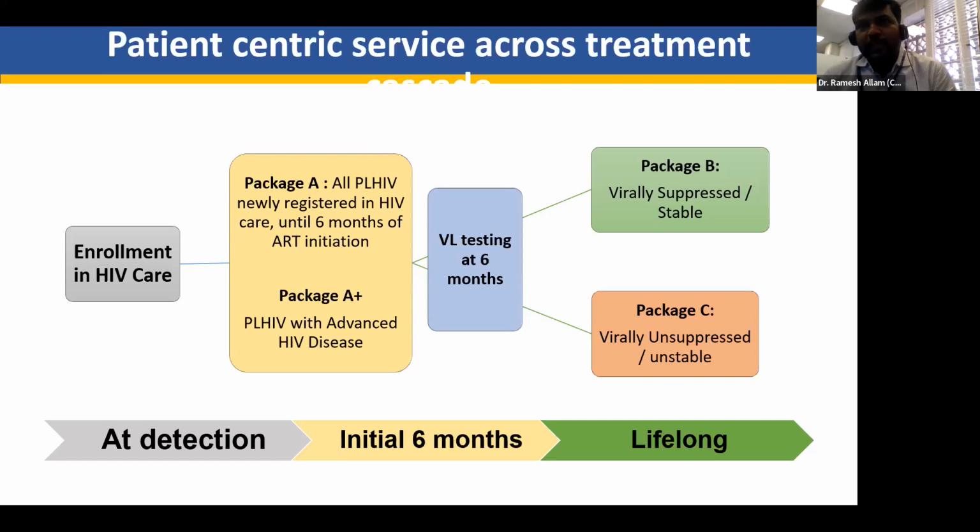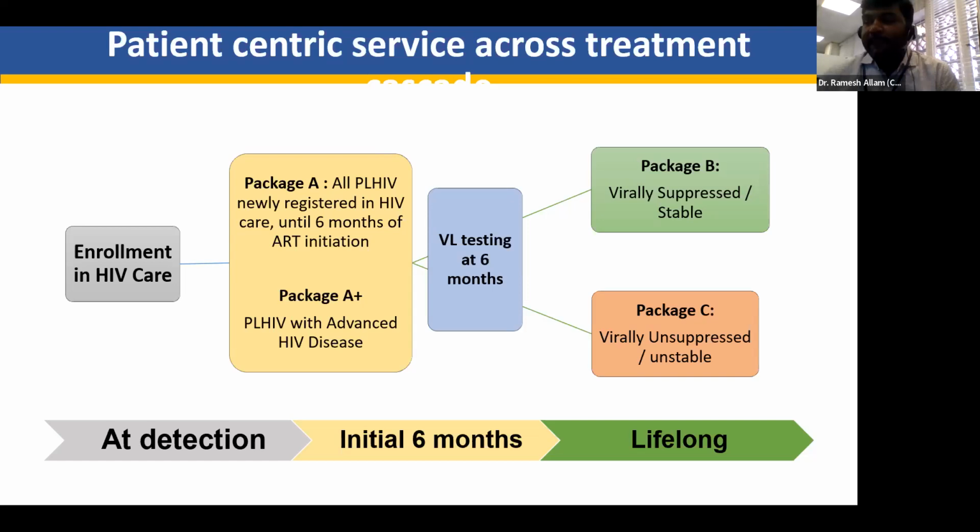So in package B, if they are virally suppressed, they are stable, so they are under package B. If they're unsuppressed or unstable, then they go into package C. Now, what is the benefit for the healthcare staff at the ART center? Suppose you're getting 100 patients in your ART center, what is the package most of your patients are on? Is it A, B, or C? You can start typing. Which type of package are most of your patients on? A, B, or C?